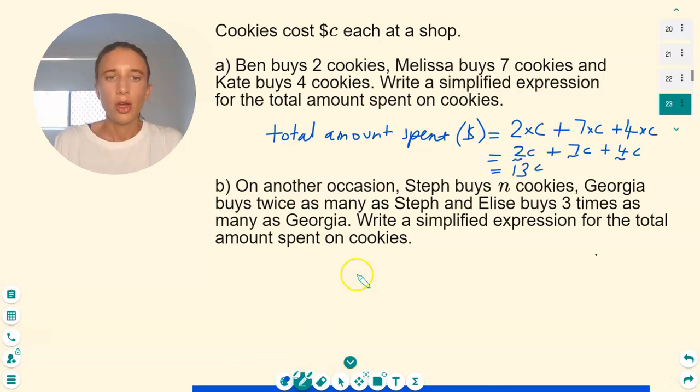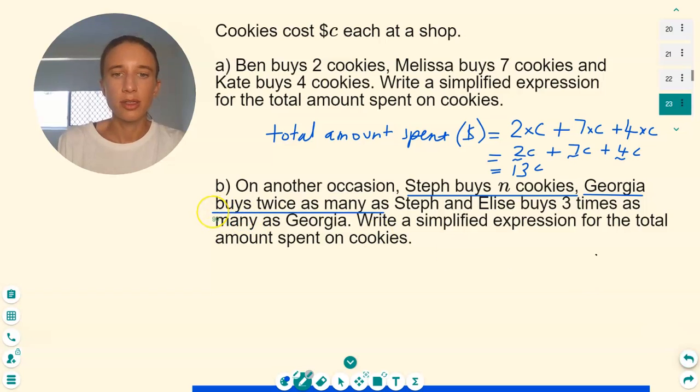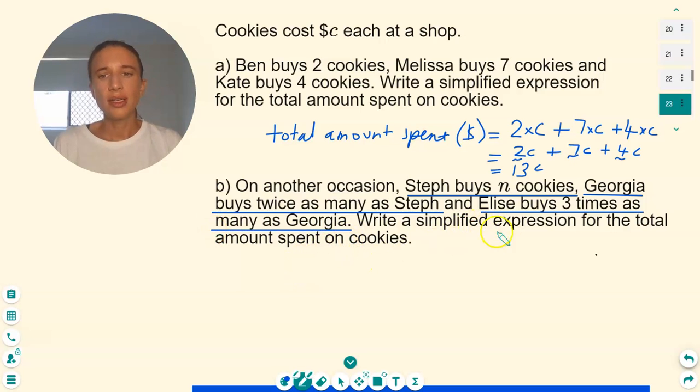On another occasion, Steph buys N cookies. Georgia buys twice as many as Steph. Sometimes it helps to underline the problem. So Steph buys N cookies, Georgia buys twice as many as Steph, and Elise buys 3 times as many as Georgia. Write a simplified expression for the total amount spent on cookies.